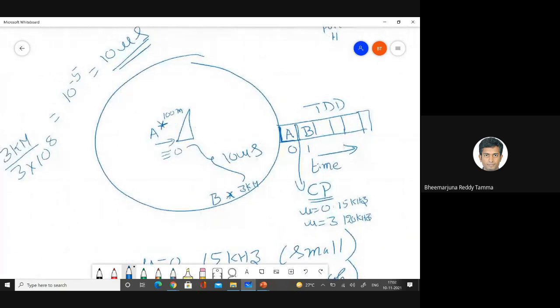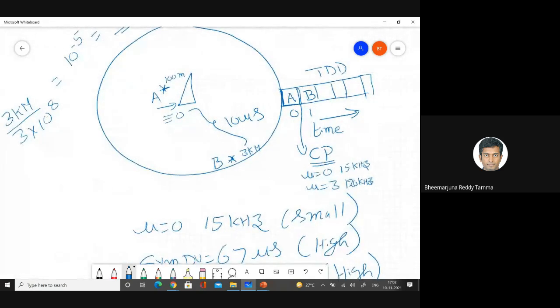When you want to create macro cells which are supposed to cover a lot of distance, you also want to factor in the higher propagation delay. As you see here, the propagation delay is higher, so that has to be factored into the cyclic prefix. That's the reason why when the cell size is larger, we should have a higher cyclic prefix, and why we use numerology 0 and 1 in those situations.